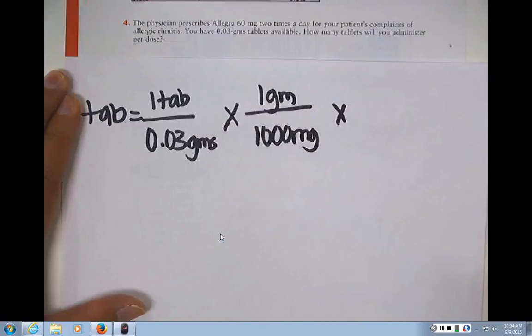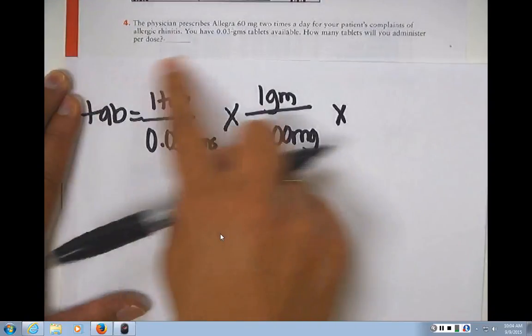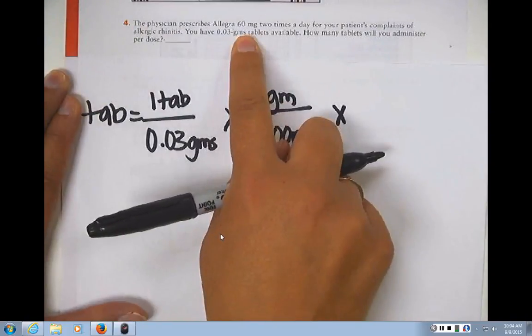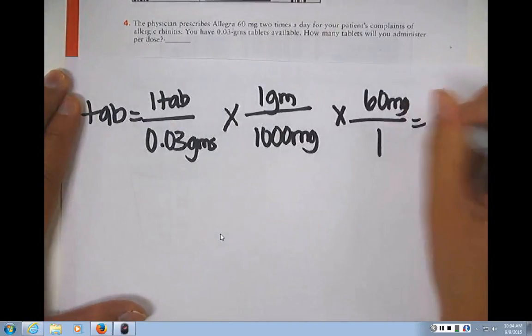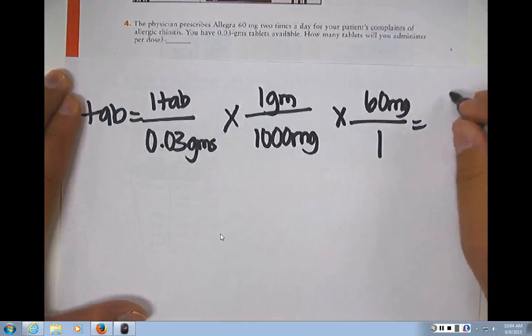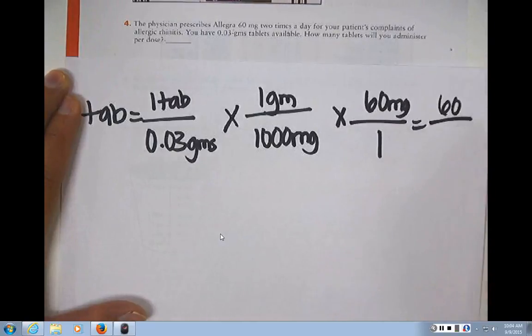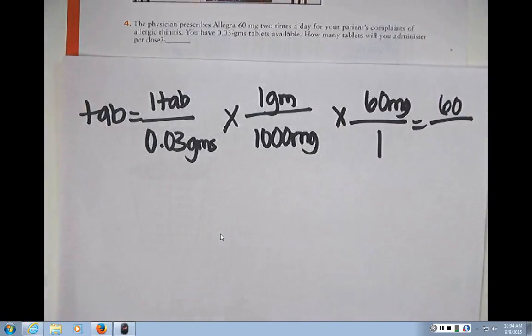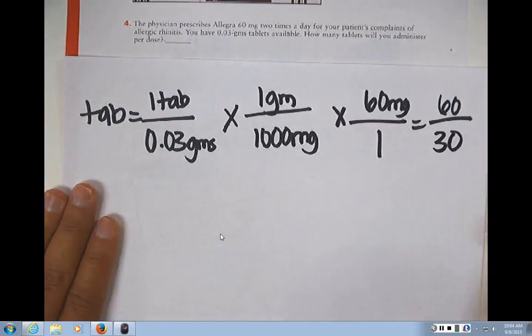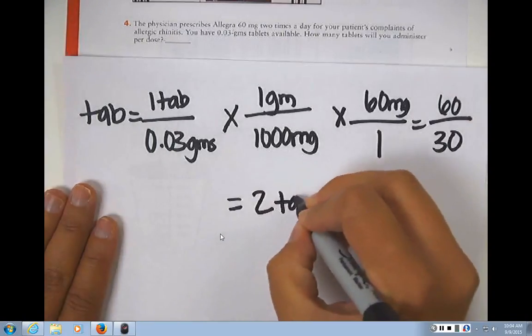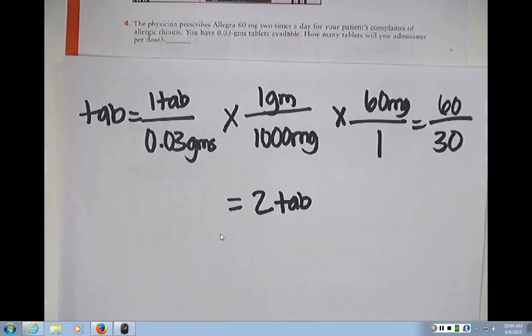And then over here, I'm just going to simply put what my physician has ordered. And my physician ordered 60 milligrams. So 60 milligrams over 1. Just do your math. 60 times 1 is 60. And 1,000 times 0.03 is 30. So 60 divided by 30 is 2. Okay. Simple, simple, simple. Just have to add that little extra math step in there.